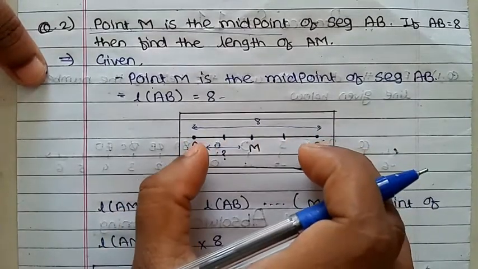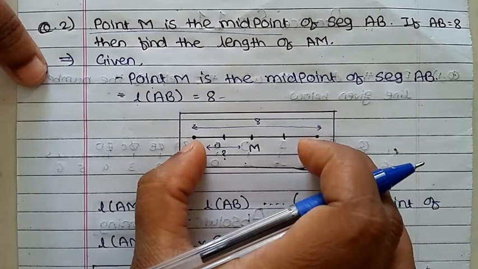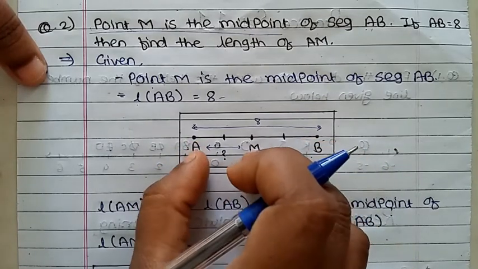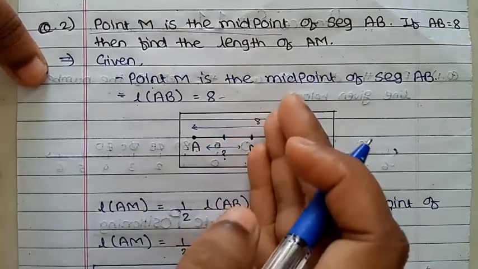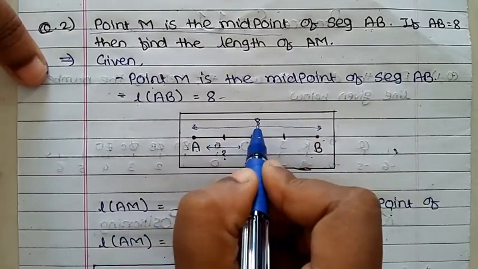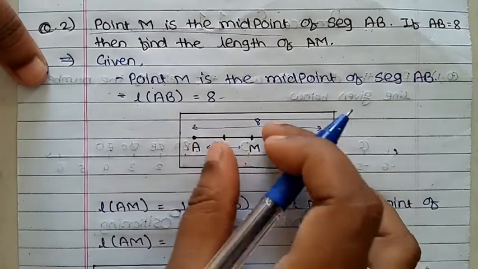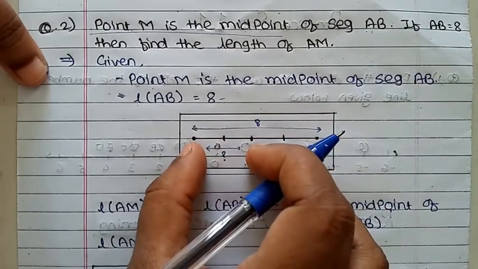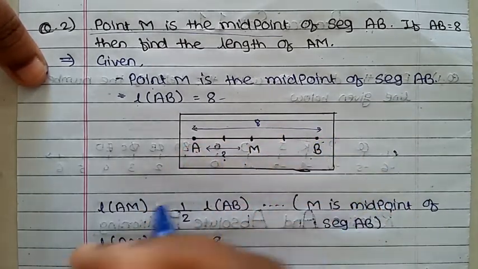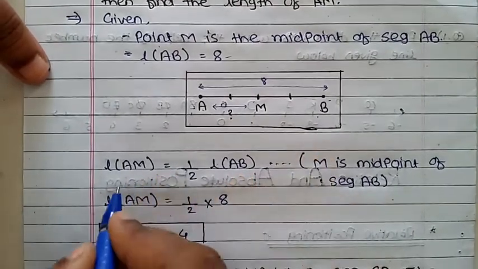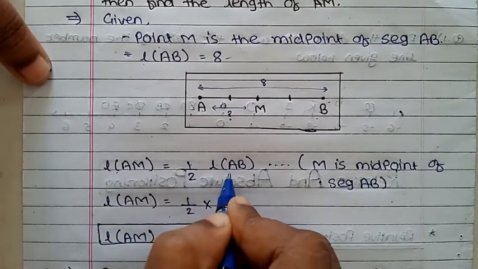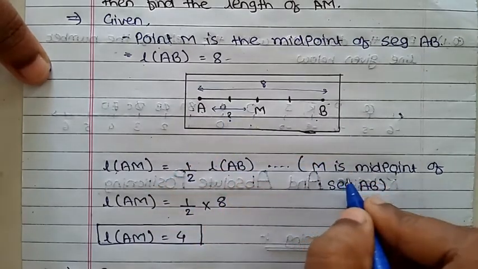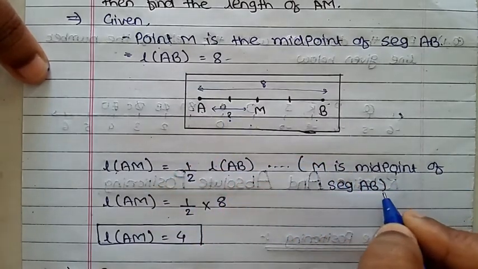We know that the total length of AB is 8, and we know that the midpoint is equally distributed, or half. If the full length of AB is 8, then what is the half of this segment? That is 4. So how to write this? Length of AM is equal to half of length of AB. Why? Because M is the midpoint of segment AB here.